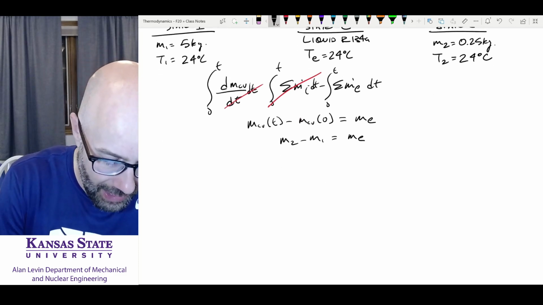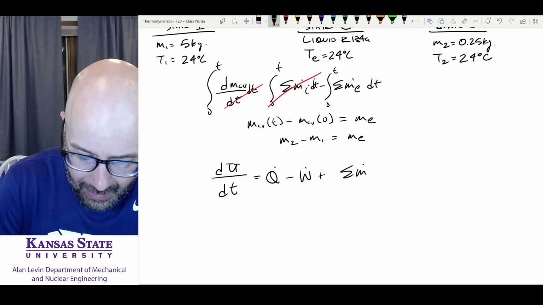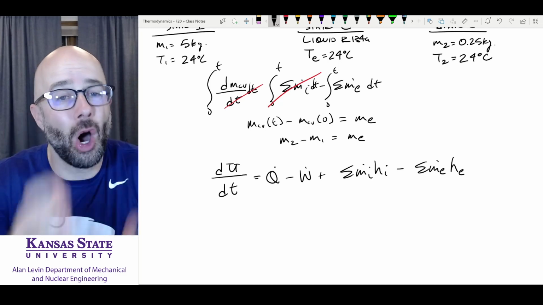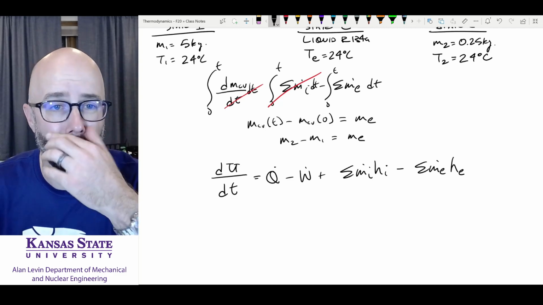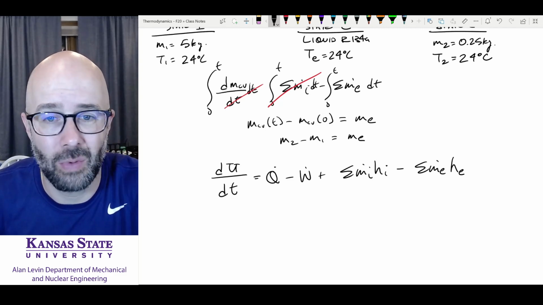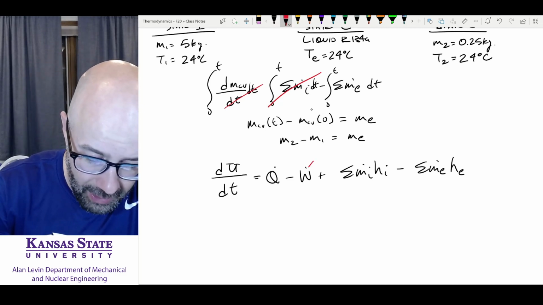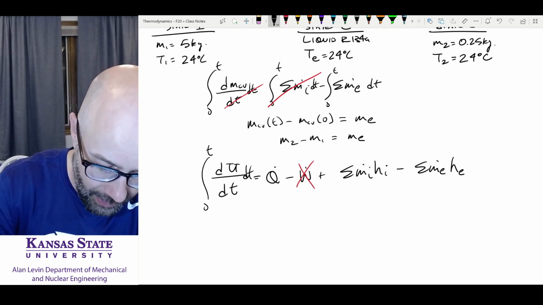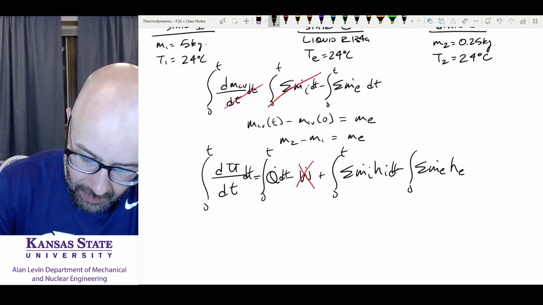Okay, second equation: the change in internal energy of our control volume with respect to time is equal to Q dot minus W dot plus the summation of the mass flow rates in times enthalpy in, minus the summation of the mass flow rates exiting times enthalpy exiting. I'm already getting rid of all kinetic or potential energy effects. That's standard protocol as we've gone through these. We know that there's no work because it's a rigid container. And we're going to integrate this from 0 to t, dt.